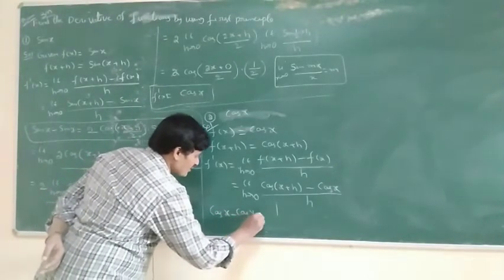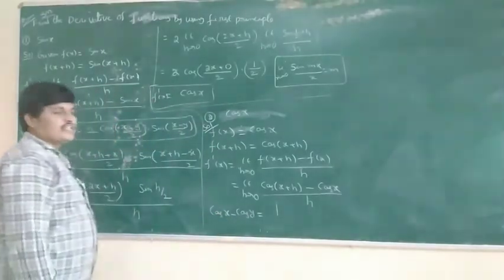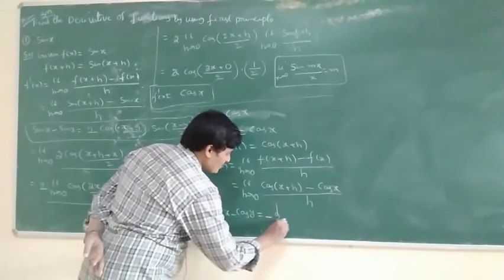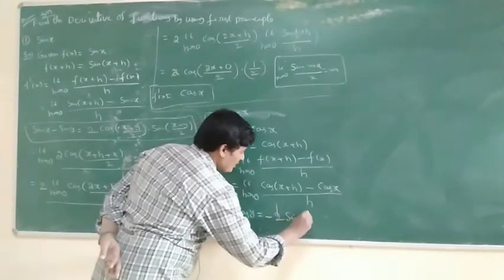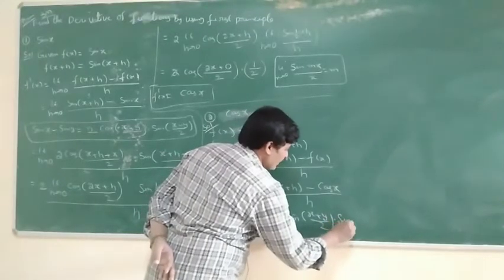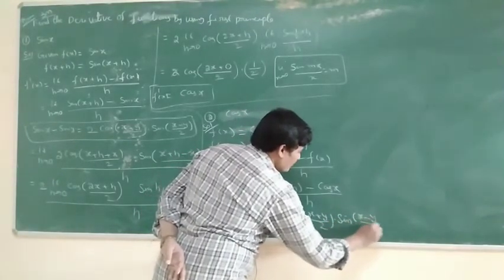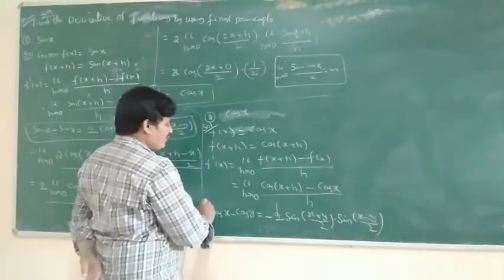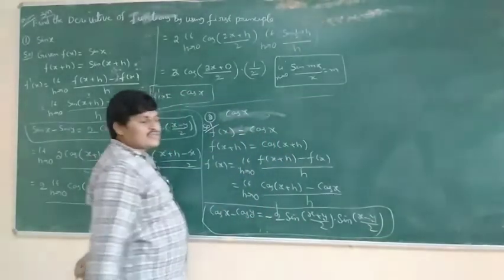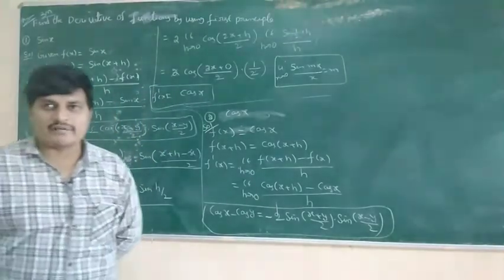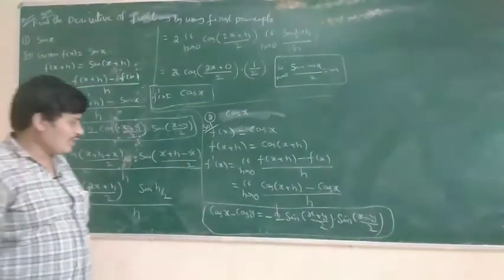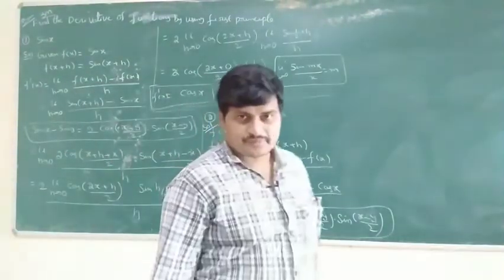Cos x minus cos y. With cos in between minus, it is equal to minus 2 sin of (x plus y) by 2 into sin of (x minus y) by 2. Cos in between minus means both are sines and negative. For cos in between plus, the trigonometry formula is both are cosines, plus.